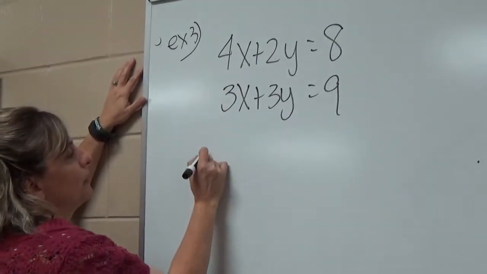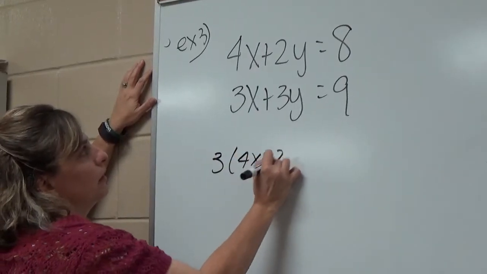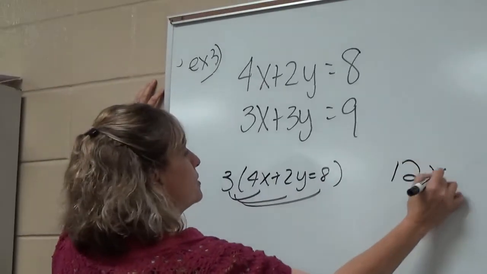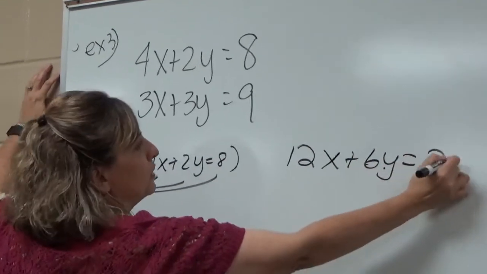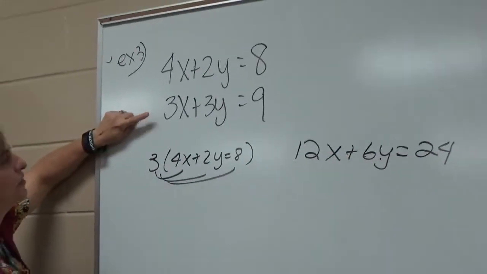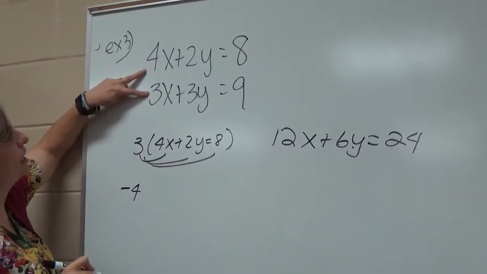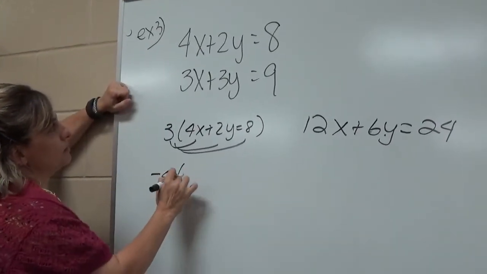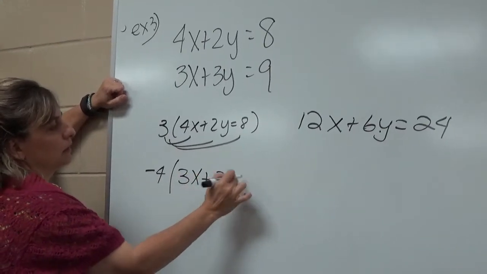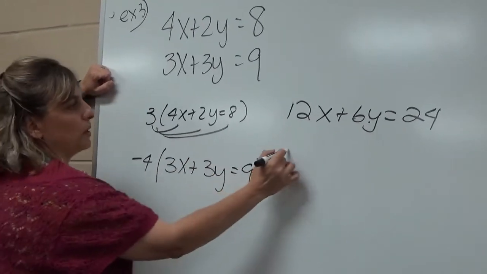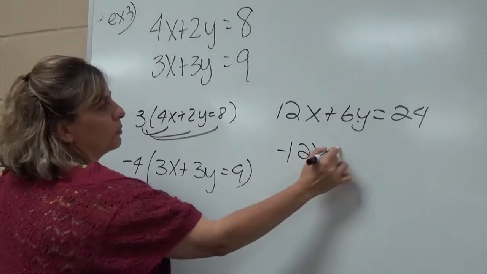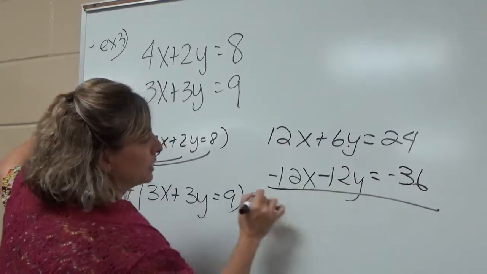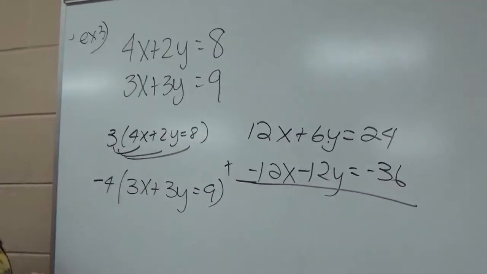So watch what I mean. If I multiply the first equation by 3, and distribute my 3 to everything, I get 12x plus 6y equals 24. Now if I multiply this by -4, and I'm just taking these coefficients and swapping them, okay, I multiply by -4, I get -12x minus 12y equals -36. And now, as my calculus teacher used to say, I'm cooking with gas.